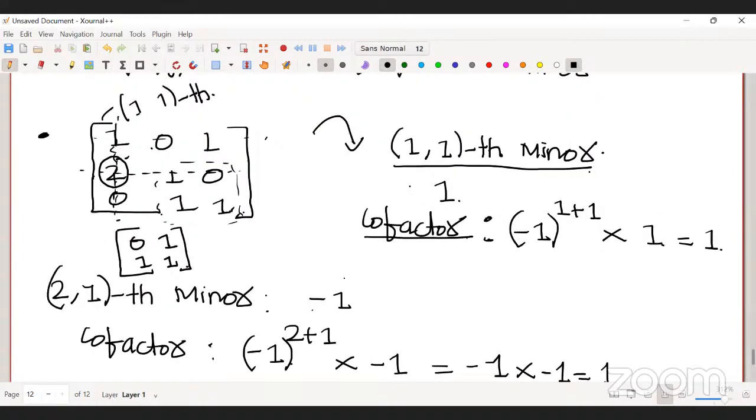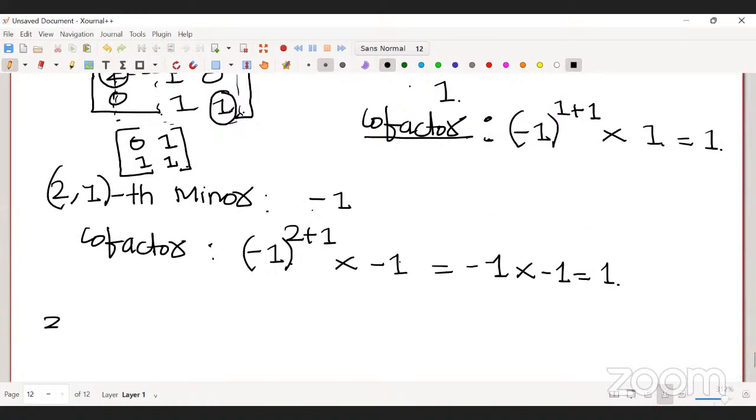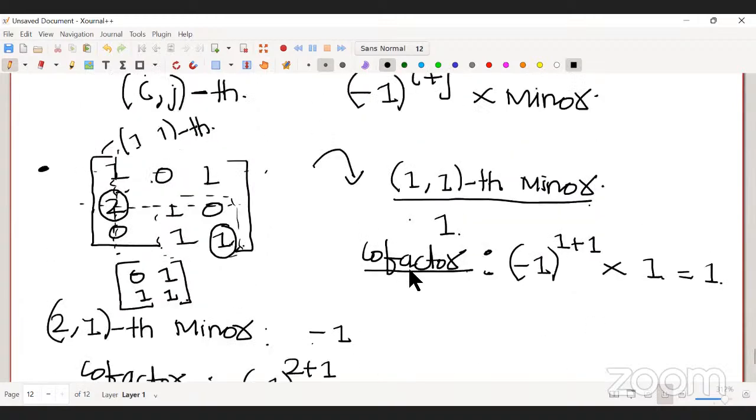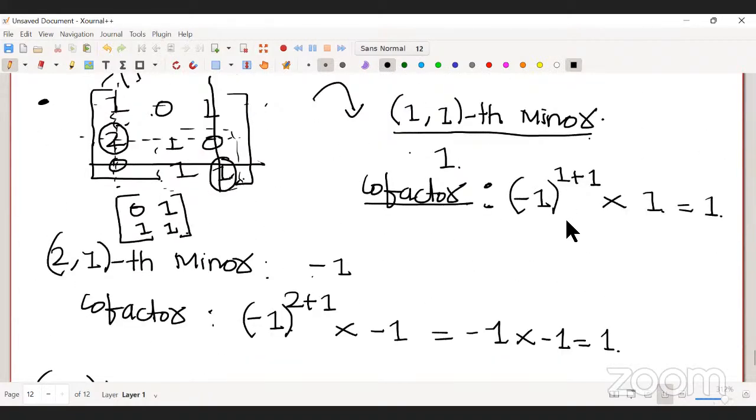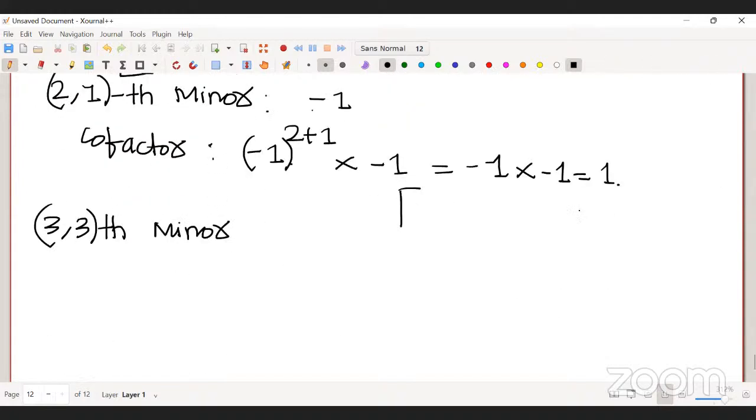Okay, let me take one more example. Let me take the 3,3 entry. If I take this 3,3, then what I have to do? I have to omit the third row and the third column. So then I'm left with this matrix, 1 0, 2 1. And what is the determinant of this matrix? 1, sir. 1. And similarly, I can compute the cofactor.